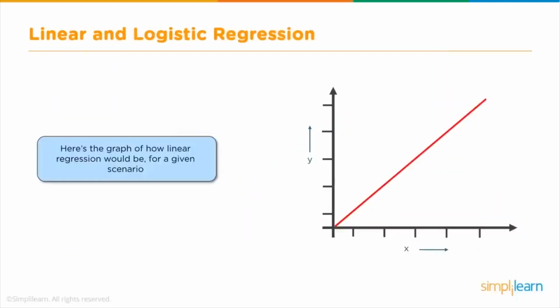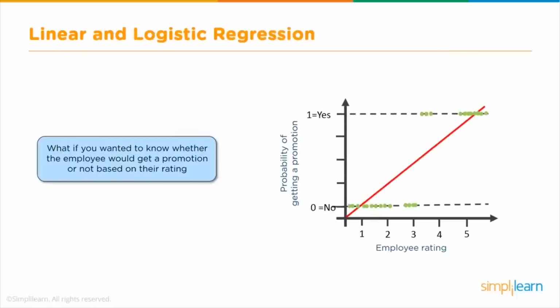So let's say, just to extend on this scenario, we now want to find out whether this employee is going to get a promotion or not. So we want to find out, that is a discrete problem, right? A yes or no kind of a problem. In this case, we actually cannot use linear regression, even though we may have labeled data. So this is the labeled data.